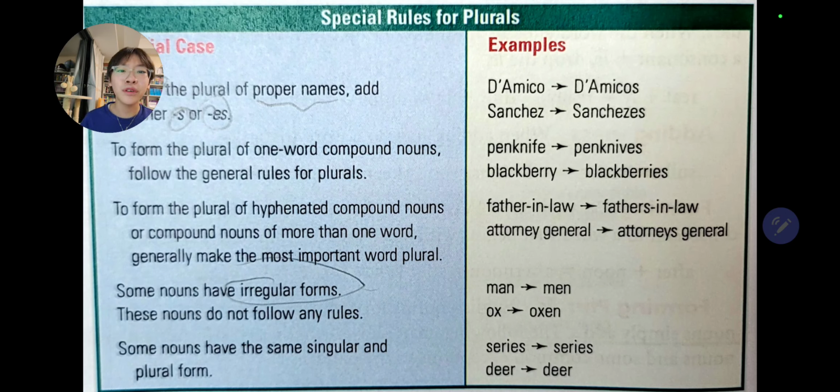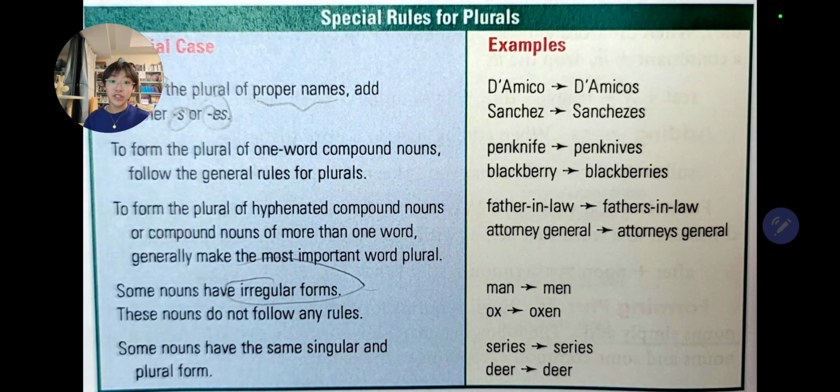And to form the plural of a hyphenated compound noun or a compound noun of more than one word, you generally make the most important word plural, like father-in-law to fathers-in-law, and attorney general to attorneys general. Sometimes nouns have irregular forms, so these nouns don't follow any rule, like man into men, ox into oxen. As I said, there's no pattern, you have to memorize those.